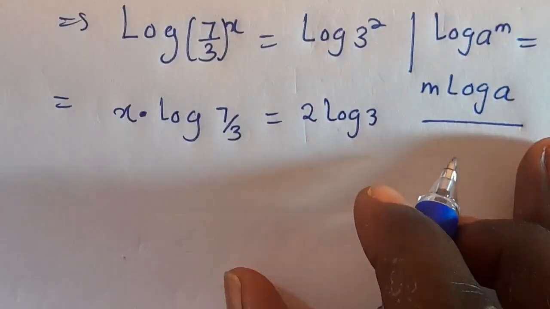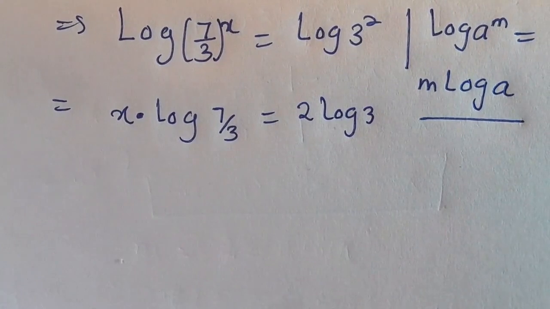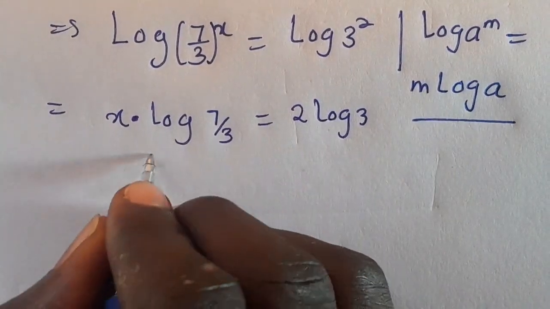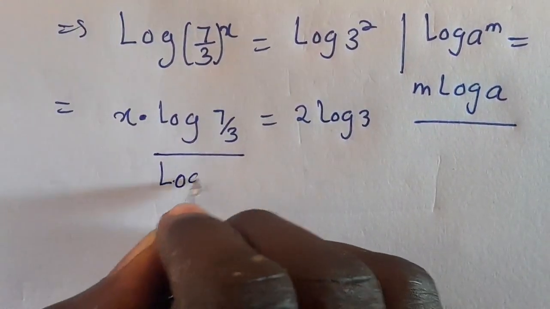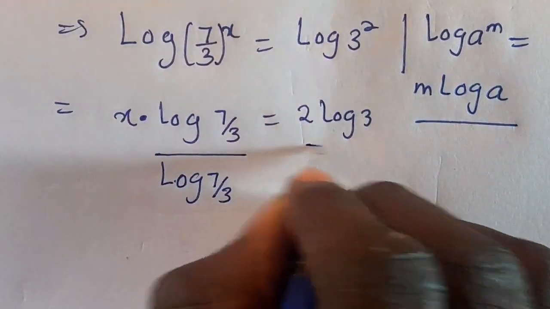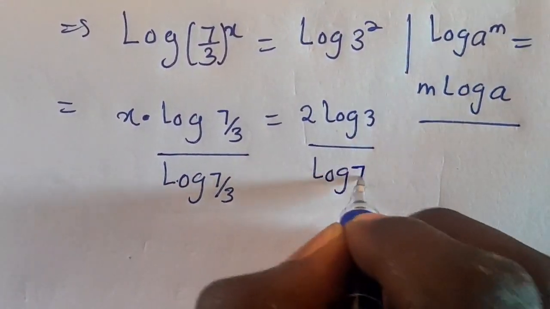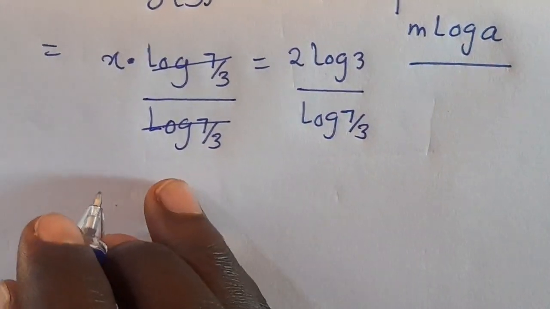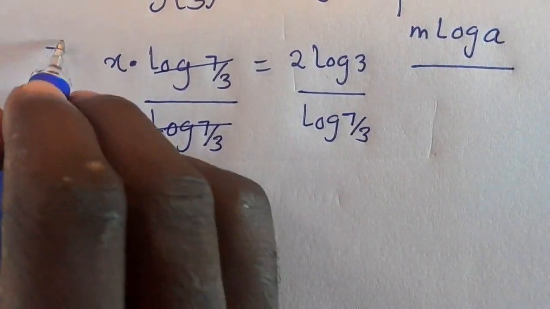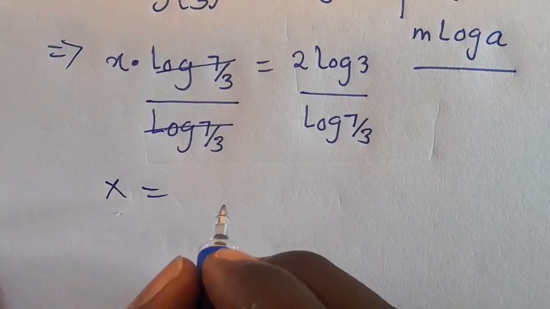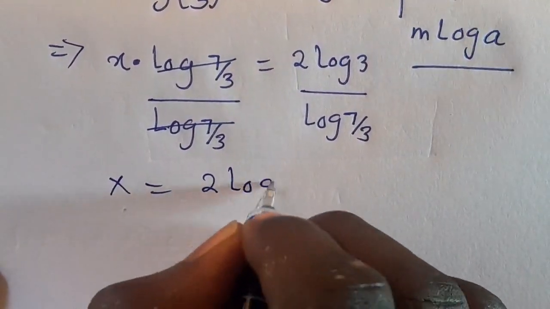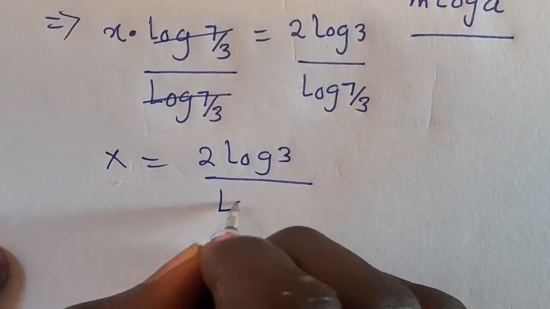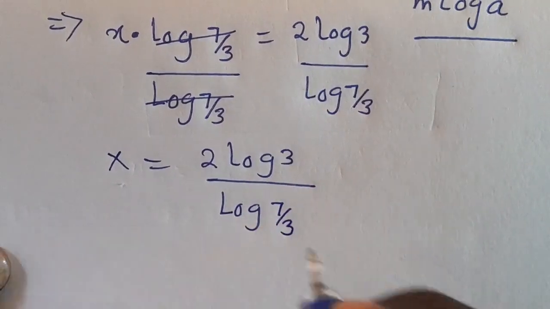So obviously, from here to get value of x, we can divide through by this. When we divide through by log 7 divided by 3, this is also log 7 divided by 3, this cancels this. Then we have our x to be equals 2 log 3 divided by log 7 divided by 3.